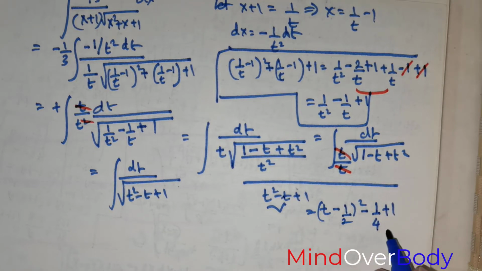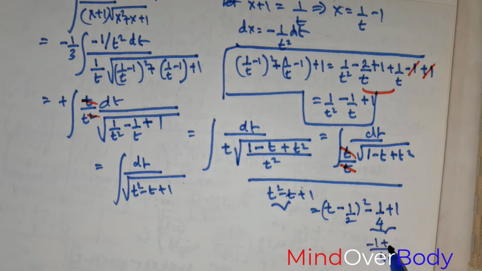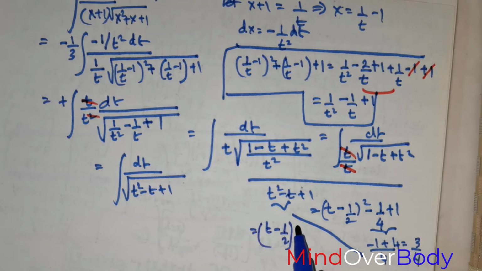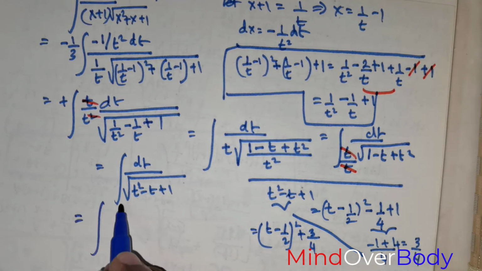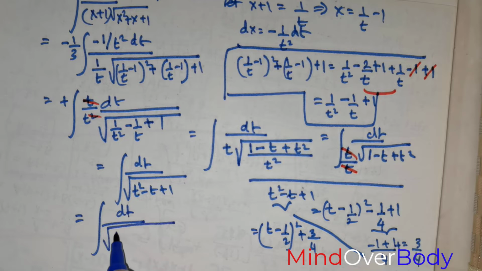So let us club these two together. This would give me 4 negative 1 positive 1 positive 4, right? So that would mean I got 3 over 4 there. So in general this is going to be t negative 1 over 2 raised to the power of 2 positive 3 over 4. So I can take this and place it here. So this is going to be equal to integral dt over root of t negative 1 over 2 raised to the power of 2 positive root of 3 over 2 raised to the power of 2.